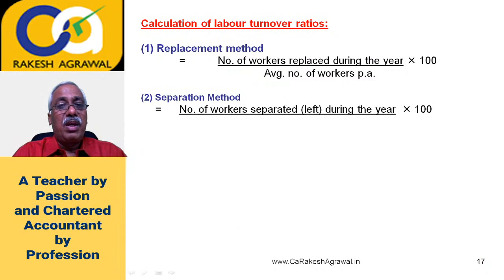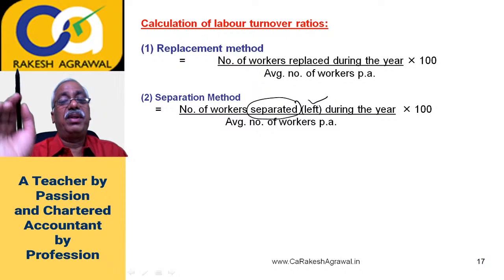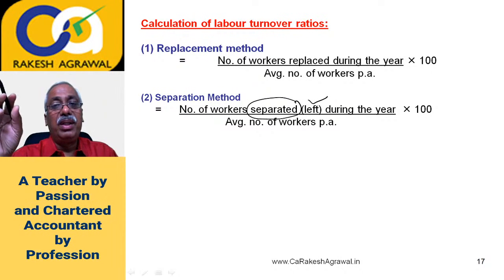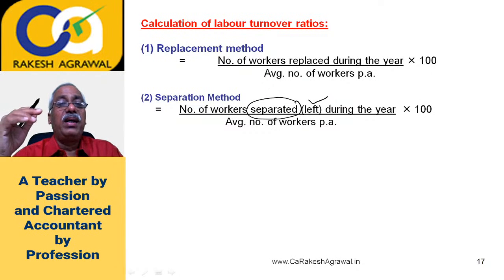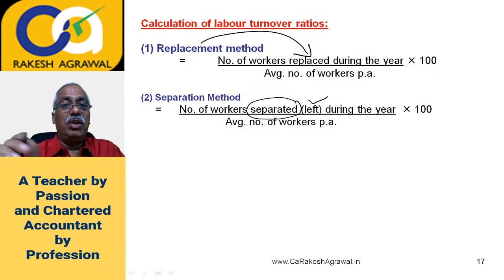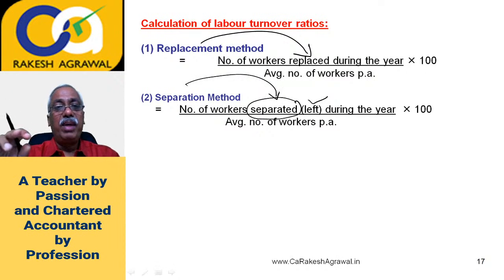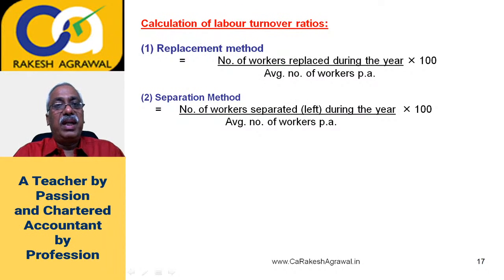Separation method. The formula of separation method is, as the name suggests, number of workers separated. Separated means number of workers left during a particular period. So let us say during the year, how many workers have left my organization during the year divided by the same average number of workers. See, the name contains the formula. Replacement method, number of workers replaced in the numerator. Separation method, number of workers separated during the year. Denominator is common, that is average number of workers. This is the second method to calculate the labor turnover ratio.